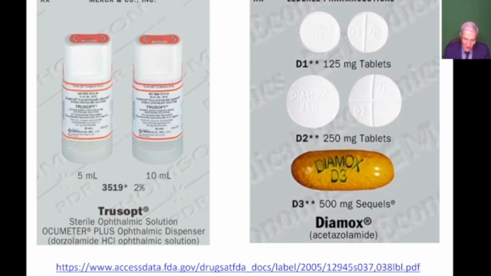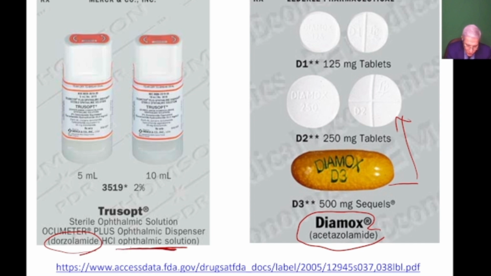Okay, we have some medications here. We have acetazolamide, available as a capsule or tablet. Then, wait a minute, we have another group of medication, dorzolamide, an ophthalmic solution in drops for patients suffering from glaucoma. So we use it for patients at risk of glaucoma or for the treatment of glaucoma.